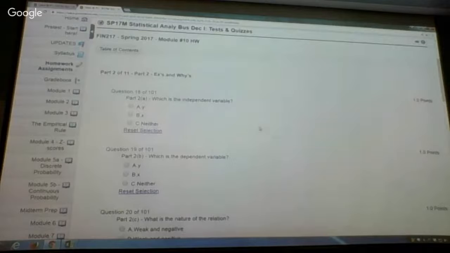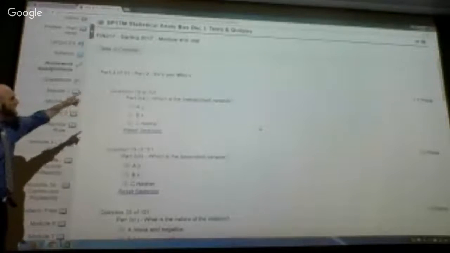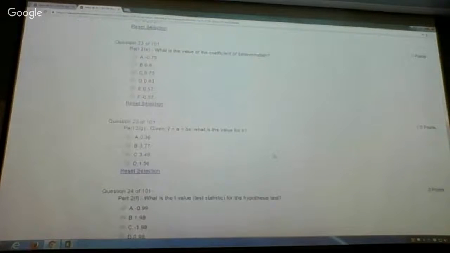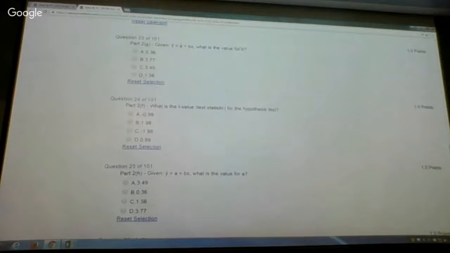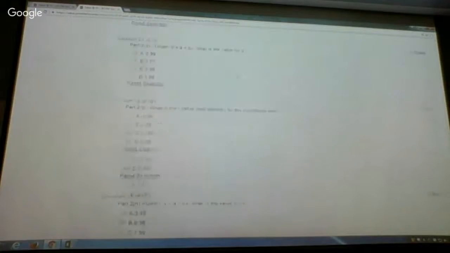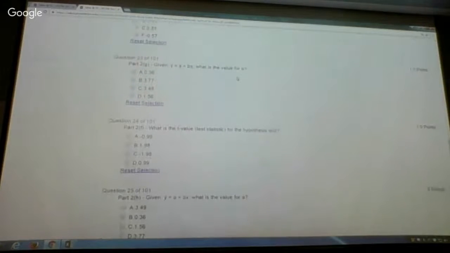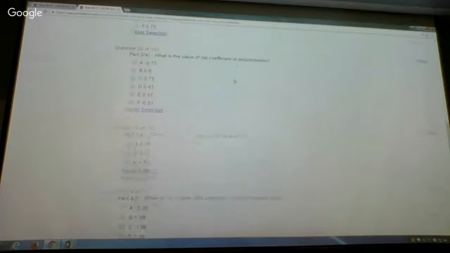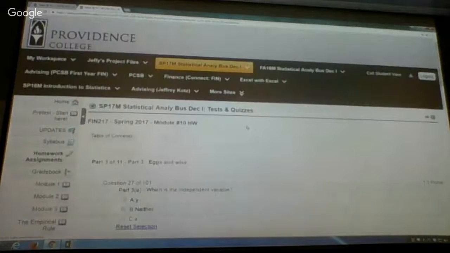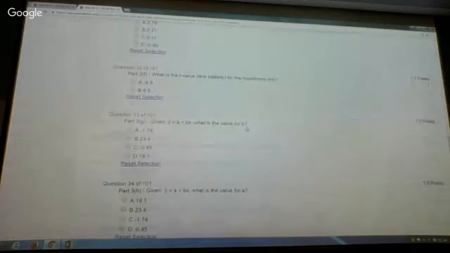We have independent variable, dependent variable, nature of the relation. What's the actual value of R, the correlation coefficient? What's the value of R squared, coefficient of determination? Solve for B. Get the test statistic. Solve for, I don't know why B comes first here. That seems odd. I don't know why G comes before F. Hopefully it doesn't do that same way all the way through. Yeah, apparently only does it for that first one.